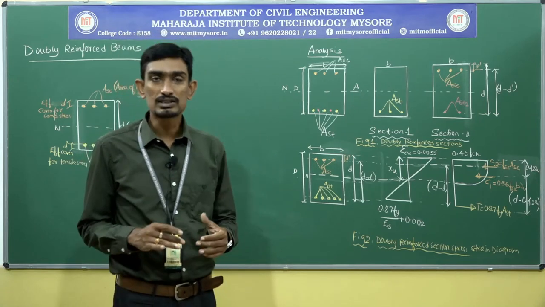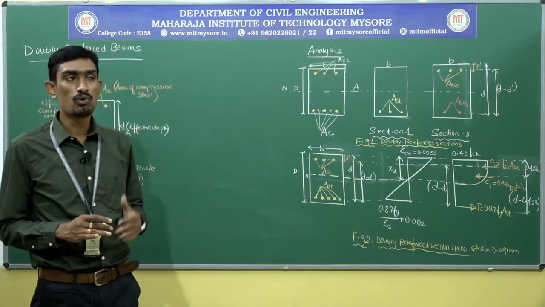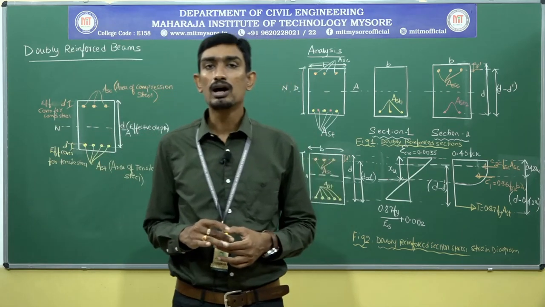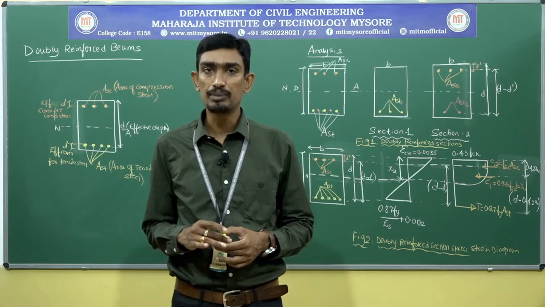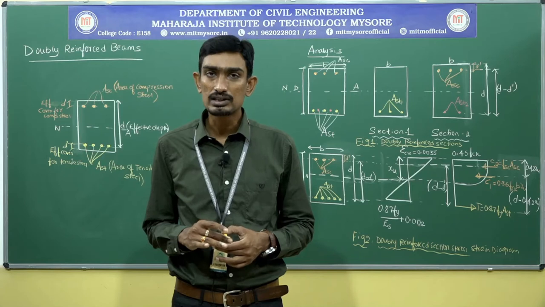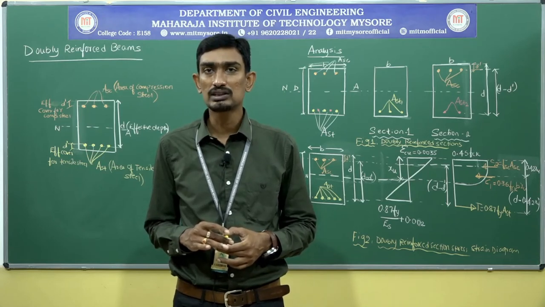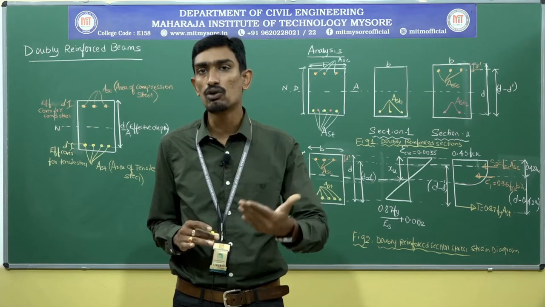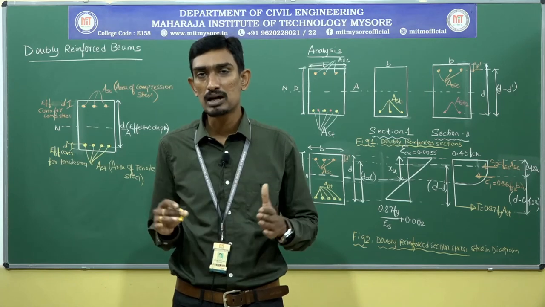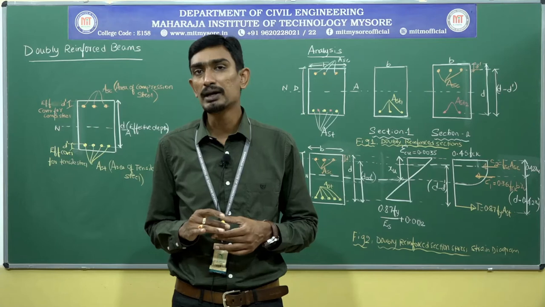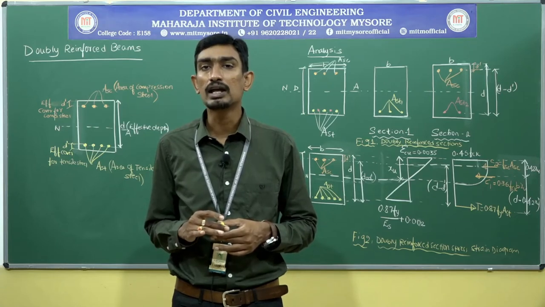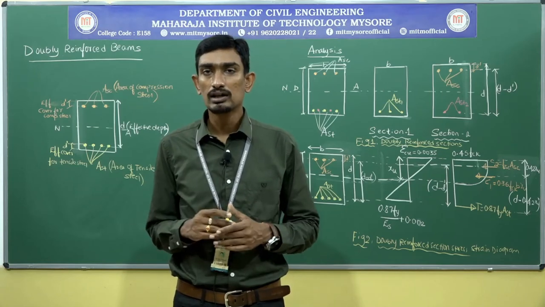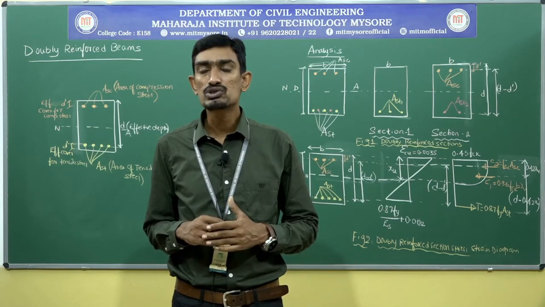Okay. So now first let me get into the definition. What is a doubly reinforced beam? A doubly reinforced RC beam section has steel reinforcement both in the tension zone and the compression zone. That means an RC beam comprising steel reinforcement in both the compression zone and the tension zone is called a doubly reinforced beam.